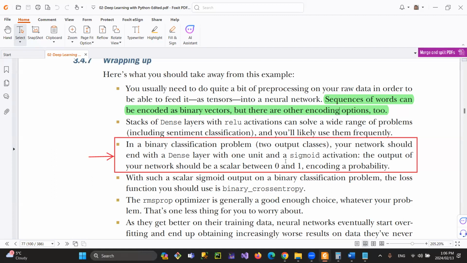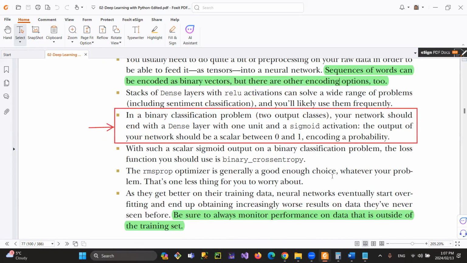Well, it's the other way around. We should say that if we have multiple labels, then we use softmax, like what we had in MNIST. You remember that, right? Good question. What is softmax compared to sigmoid? Sigmoid, we saw, is going to squash the range into zero or one. So the output of your network should be a scalar between zero and one, encoding probability.